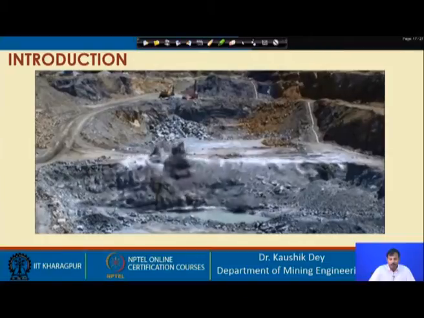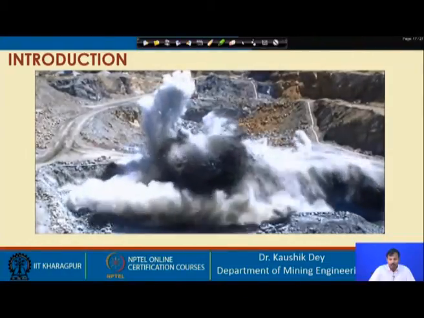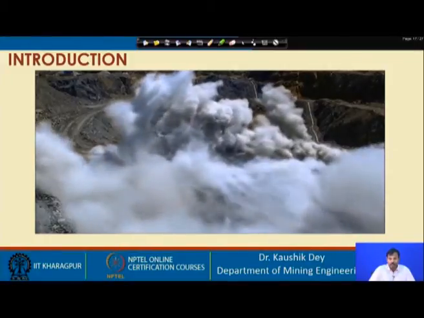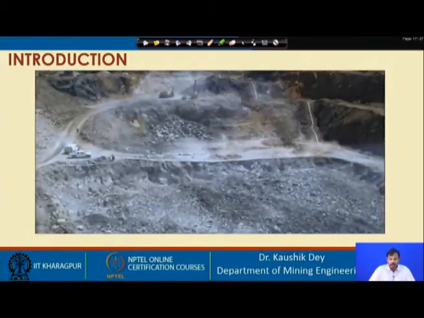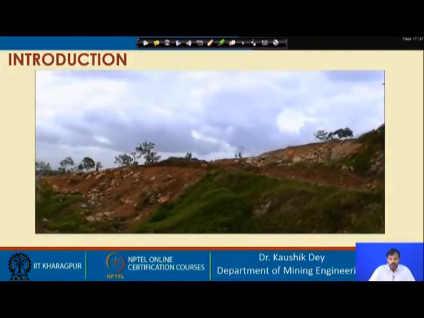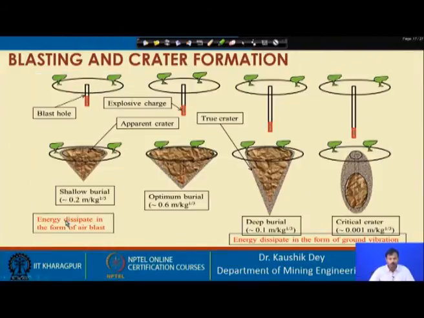In all these benches, the explosion is carried out through explosives placed inside the rock mass through a hole, and then the explosives are detonated and shock pressure is released, and in this way we are fragmenting the rock. So, first let us understand what is called a crater.